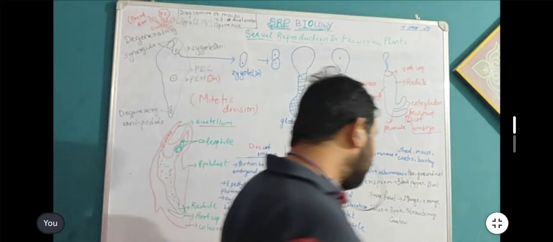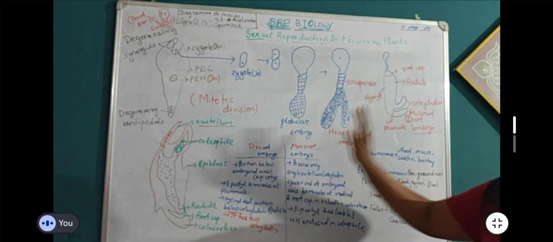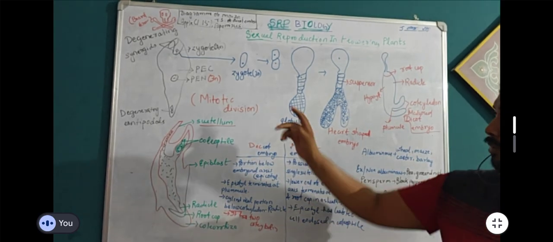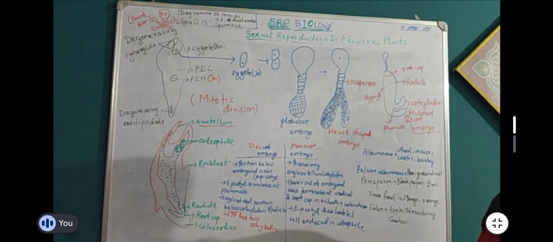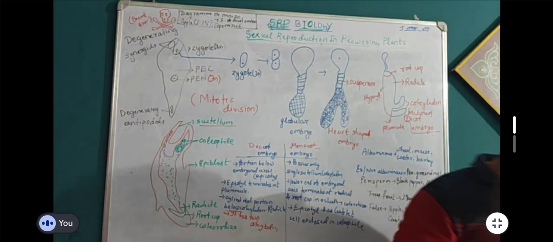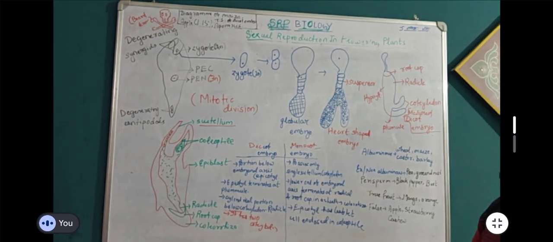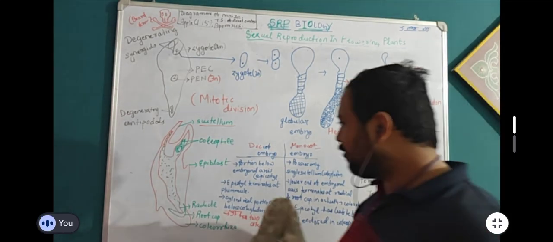So another thing here, we have discussed only about the zygote. The zygote has developed into a dicot embryo or a monocot embryo. But what about the endosperm? Here I have not mentioned that. So I am going to rub it, and we will now discuss what is the fate of the endosperm, or how the development of the endosperm will take place.